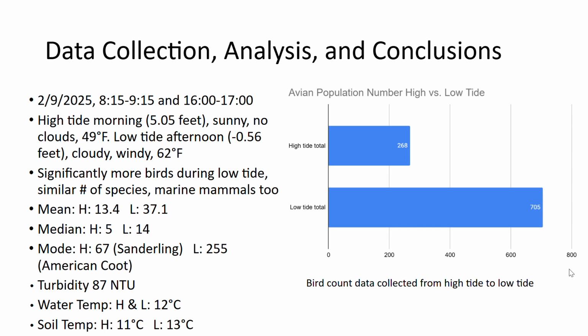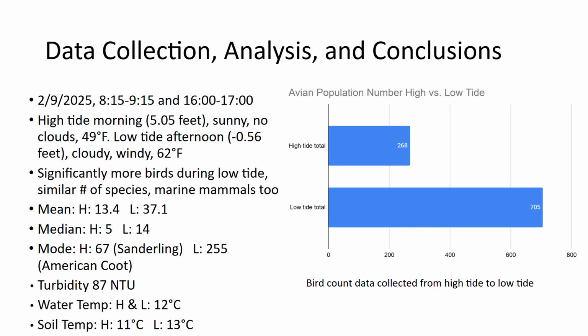So collection occurred on February 9th, 2025 from 8:15 in the morning to 9:15, as well as 4 o'clock to 5 o'clock in the afternoon. That is high tide in the morning and low tide in the afternoon. At high tide, we had a 5.05 foot high tide. It was sunny, there were no clouds, and it was 49 degrees outside. There were people walking around with dogs. I think it was about a dozen people and a couple dogs.